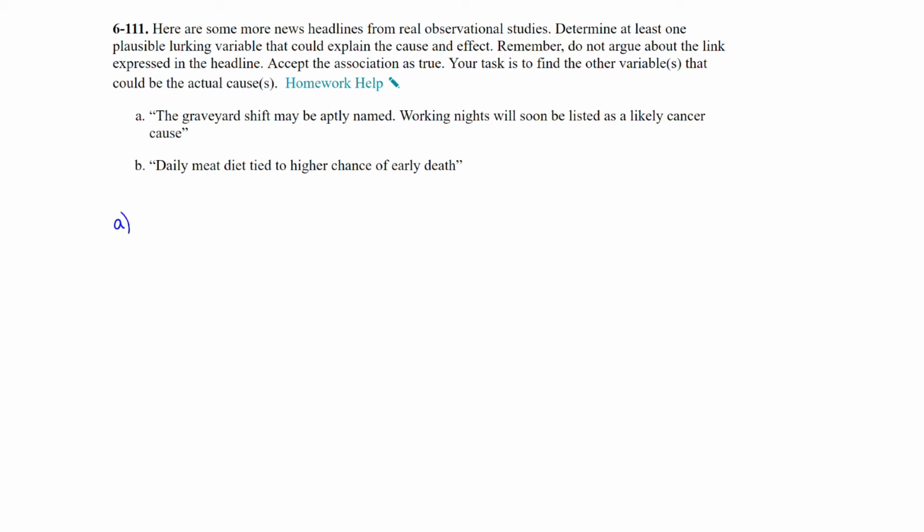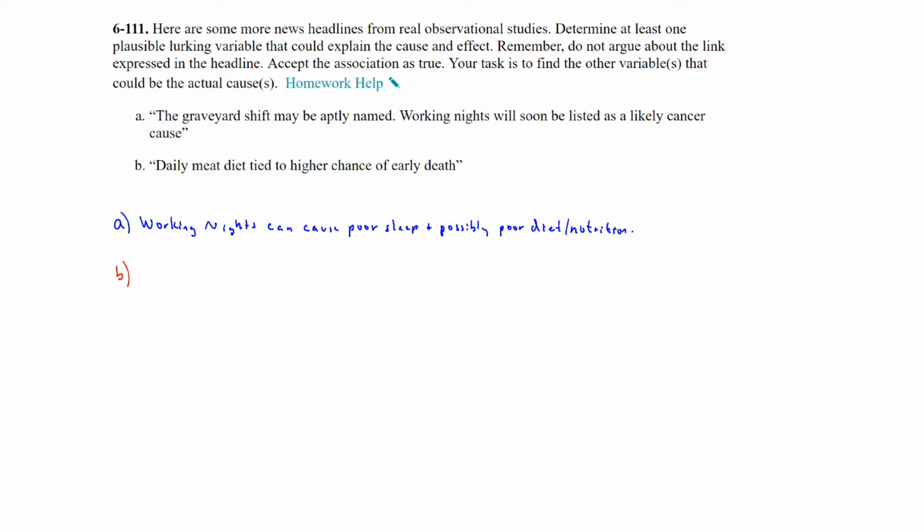So for the first one, the graveyard shift may be aptly named. Working nights will soon be listed as a likely cancer cause. So we're going to accept it as true that if you're working those night shifts, it could cause cancer. I think this one's a little bit challenging. Maybe one of the things is if you're working nights, maybe you're not getting the appropriate sleep. Maybe you're not eating healthy enough because of the times and things like that. So that was a little challenging, but those are a couple of my suggestions.